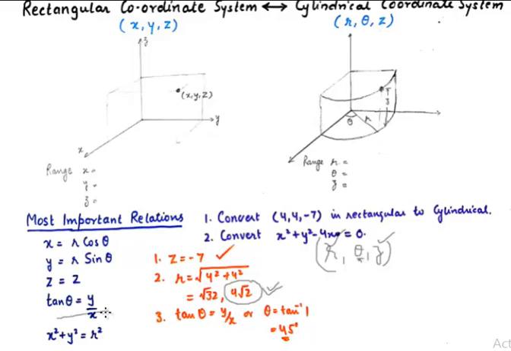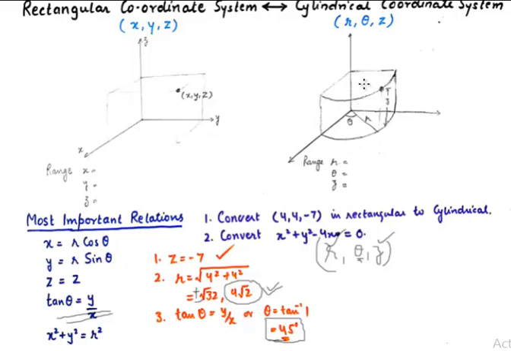You could use this relation. Theta is tan inverse of y by x, and tan inverse of 4 by 4 gives me tan inverse 1, and that gives me 45 degrees. That is how you can find the coordinates of this point in the cylindrical coordinate system. Now there is something that you need to take care of. If you've taken the value of r, you could get possibly two values here, plus minus root 32, and if you have taken the positive value, you must see that theta corresponding to that positive value is 45 degrees. So that you can take care of.